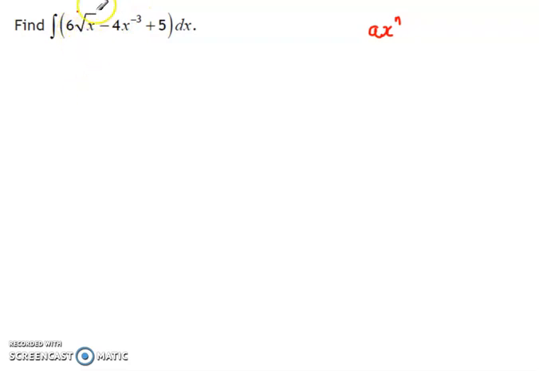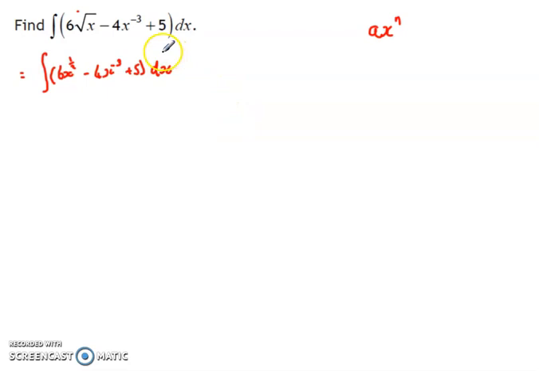So I've got to figure out how to write square root of x in terms of a power. But that's something we should remember from National 5 when we did surds and indices. So what I'll do is I can rewrite the whole thing as 6x to the power of a half. Remember, square root of x we write as x to the half. Take away 4x to the negative 3 plus 5 dx.